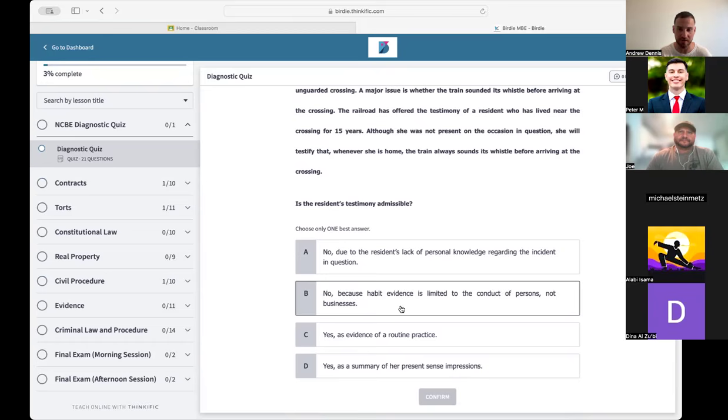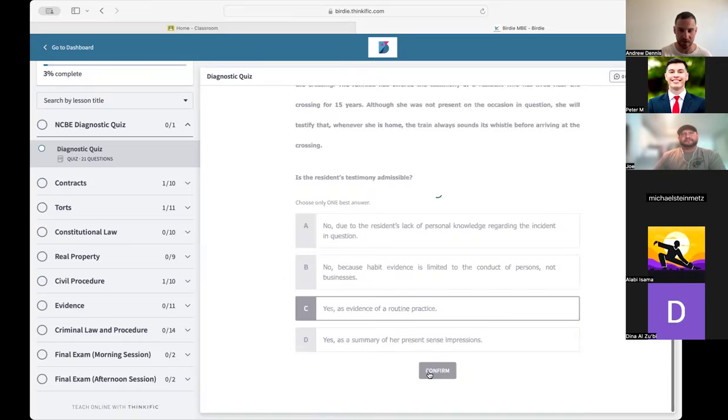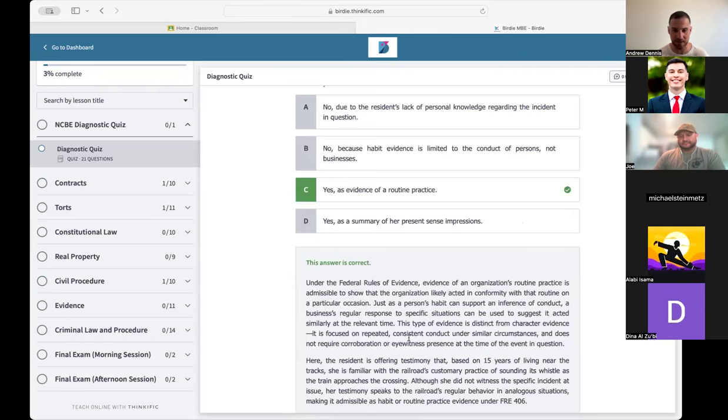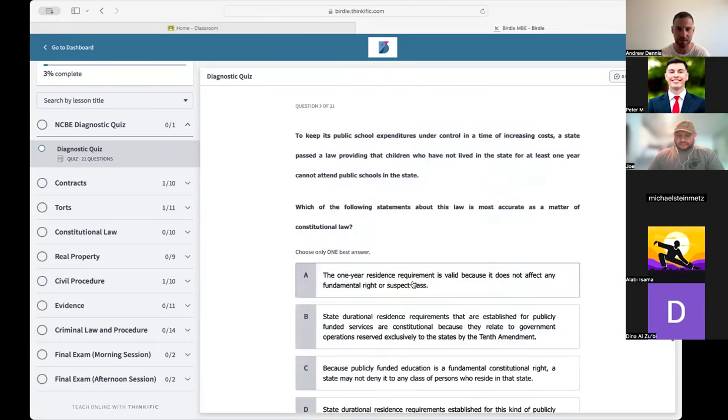No, because habit evidence is limited to the conduct of persons, not businesses. Yes, as evidence of a routine practice. And yes, a summary of her present sense impressions. I mean, the best answer here is that this is a routine practice. I think a lot of y'all probably got this right. Testimony regarding a business's standard operating procedure is admissible to show it likely followed the same practice during the event in question, even if the witness did not observe the particular incident, right? They're just saying that this is the routine that typically happens.